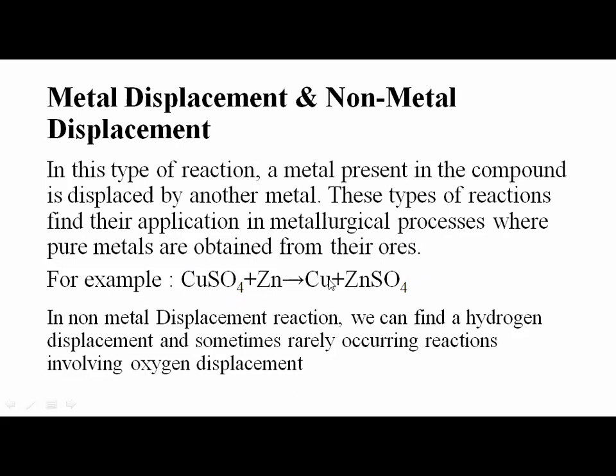CuSO4 plus Zn gives Cu plus ZnSO4. This is possible only because zinc is more reactive than copper. If you had taken ZnSO4 plus Cu, there would be no reaction because copper is less reactive than zinc. It will not displace zinc from its solution. Is that clear? So this is about metal displacement reactions.